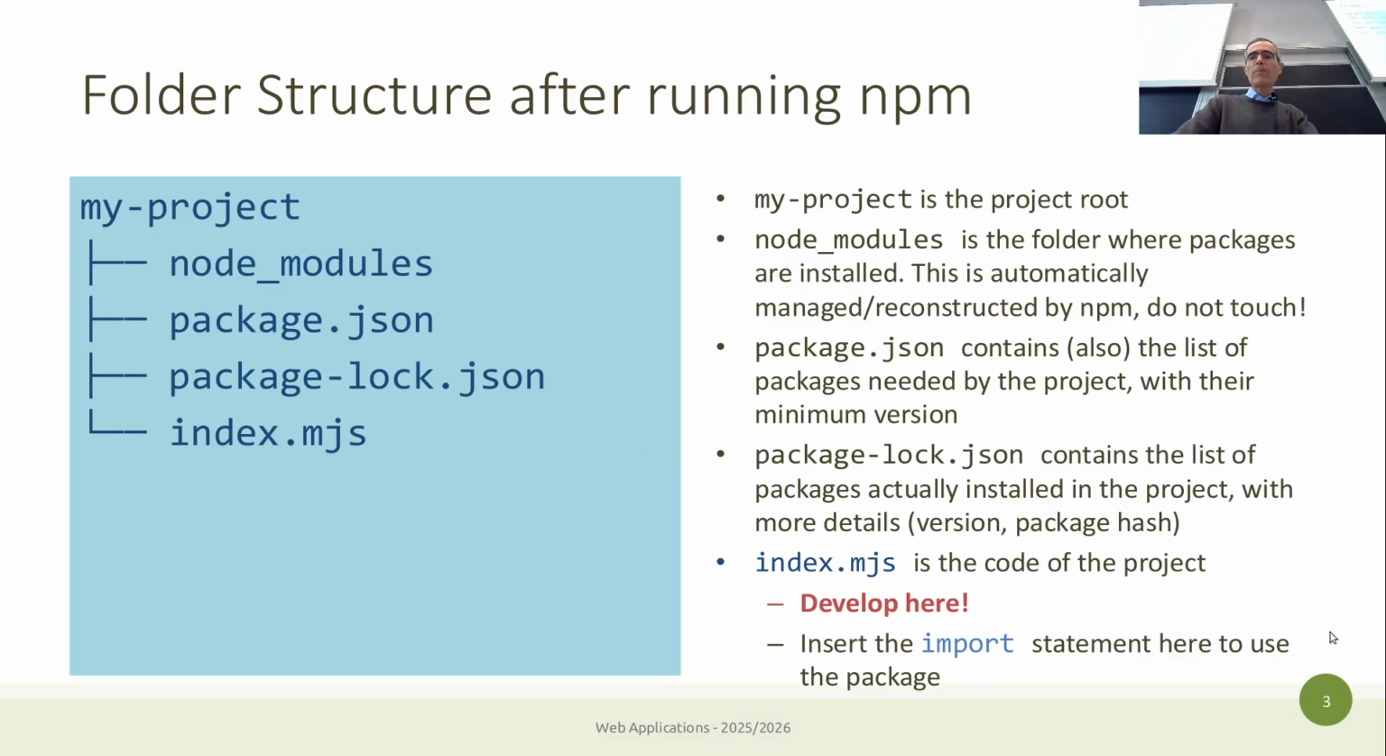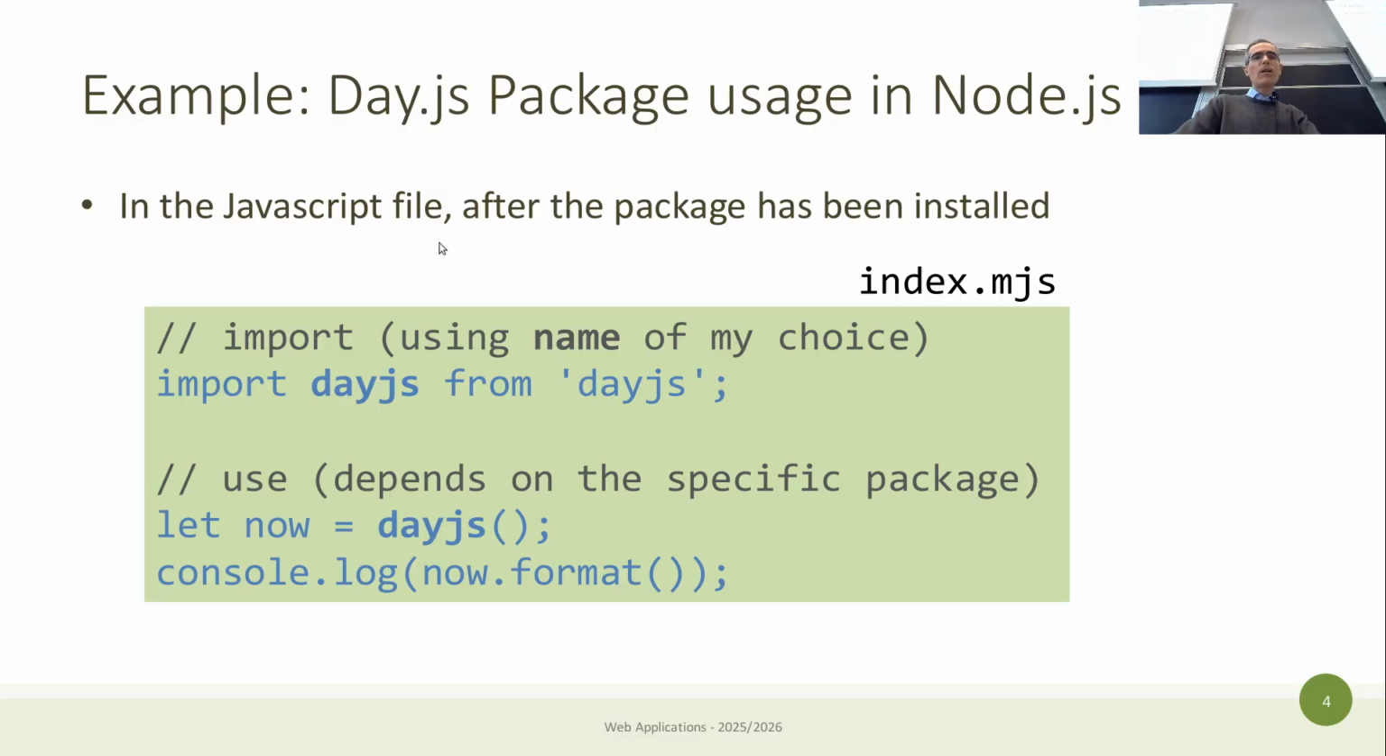Insert the import statement here inside the index.mjs to use the package. Okay, so in our JavaScript file, we import a name that we choose, which is very often the same name as the package, just not to be confused. I can call it ABC, but then I need to remember that ABC is dayjs. So typically I use the same name, but if there is a clash, a problem, you can choose the name you want. From dayjs, without the extension, because it's in the node modules package, so it's treated a little bit differently from our files.